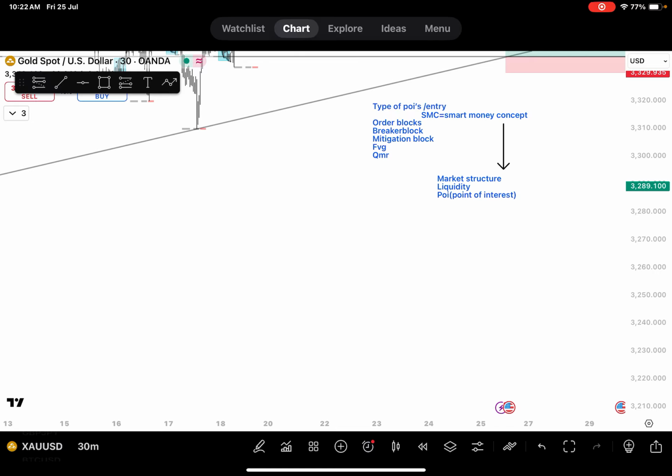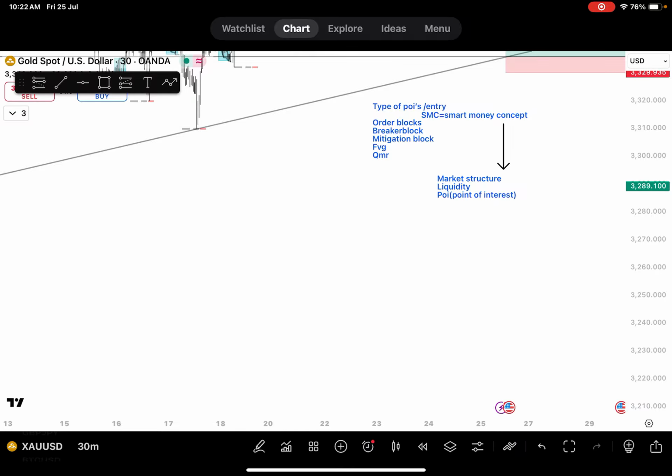But in another class, I'm going to teach you guys about the mitigation block, fair value gap, and QMR. Those ones are actually additional. But basically for our strategy, the ones I want you to use and know are order block and breaker block. But I'm still going to explain the rest of them to you.